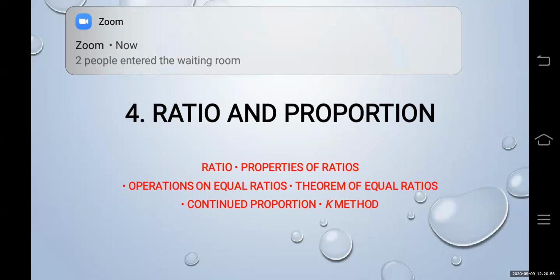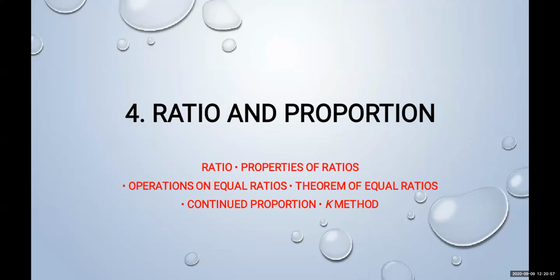In this chapter on ratio and proportion, we are going to cover these points: ratio, properties of ratio, operations on equal ratios, theorem of equal ratios, continuous proportion, and the K method. K method is new for you. Equal ratio is also new for you. And continuous proportion is also new for you. Ratio and proportion, the basic things and types, you know.